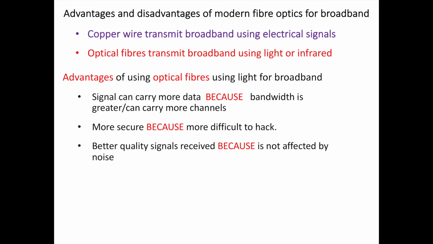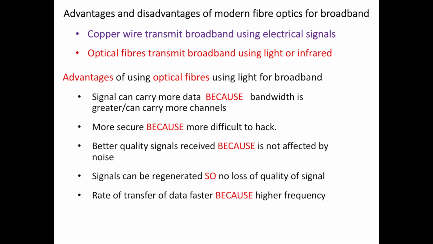Light also does not pick up noise, whereas electrical signals pick up noise from electromagnetic radiation and radio waves. So light is not affected by noise, so the quality of the signal is better. Also, when fibre optics are joined together, the digital signal can be regenerated, so there's no loss in quality. Because light is of a much higher frequency than electrical signals can be, it can carry data faster. You have to be careful. We don't mean it travels at a greater speed, but the rate at which data is transmitted is faster, so you get more data per second delivered.